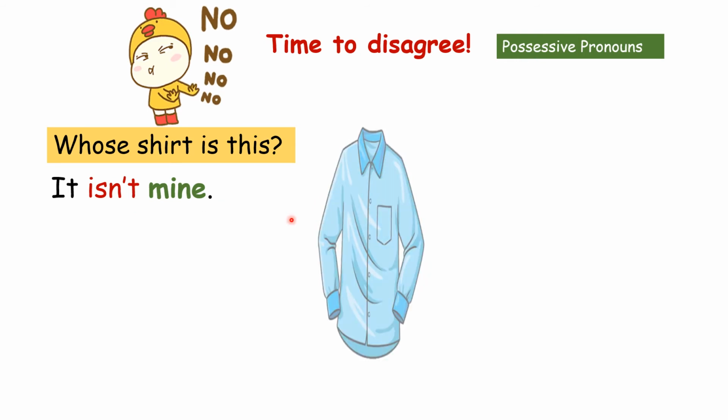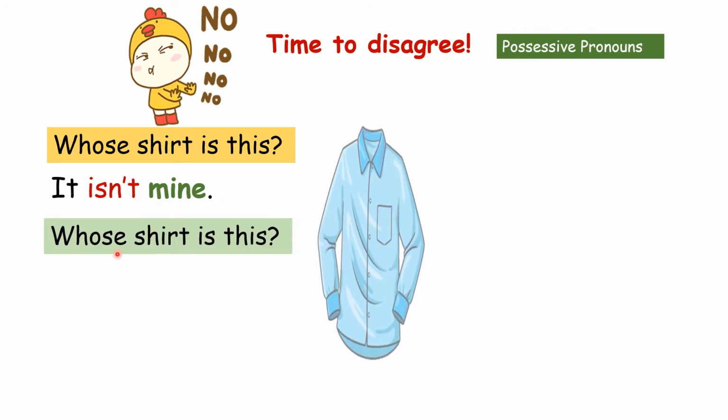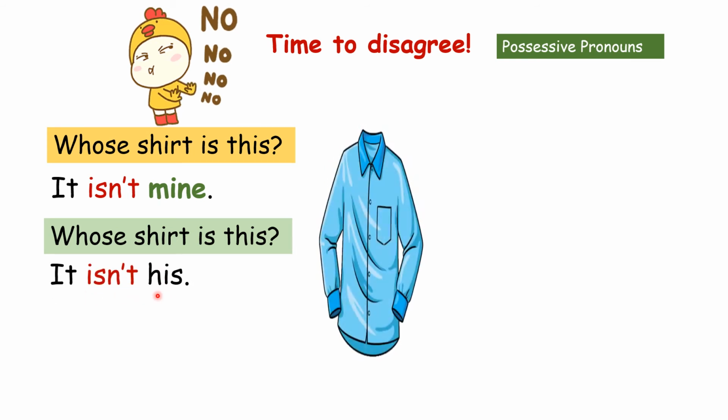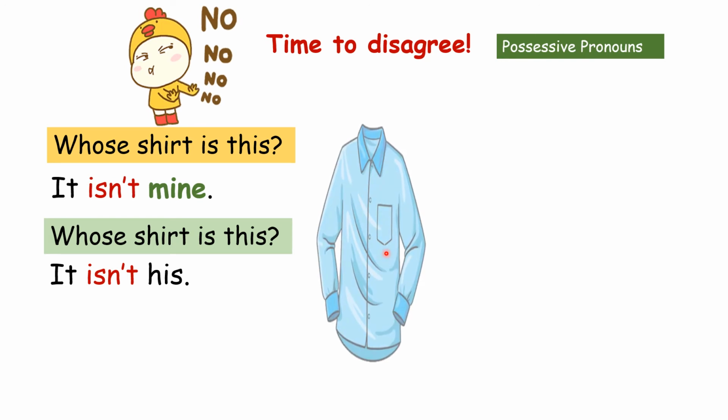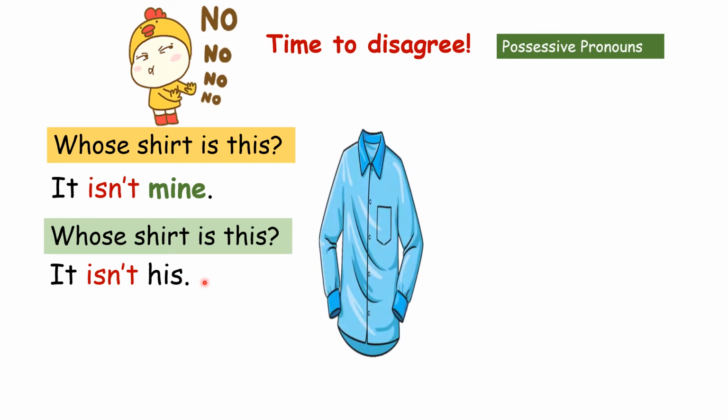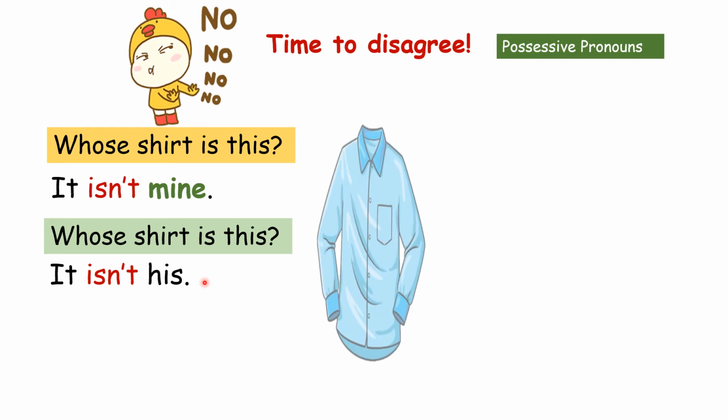All right? So next example, same question. Whose shirt is this? Is this, meaning to say only asking about one thing. To disagree or to say no, we answer it isn't his. Meaning to say we're saying that this shirt does not belong to that one boy or man. Alright? It doesn't belong to that boy or to that man.